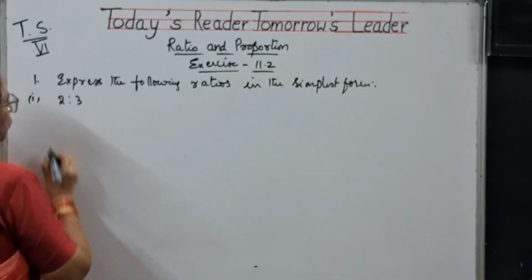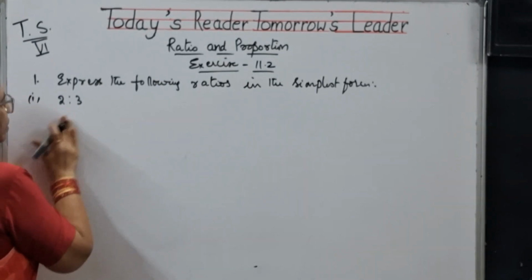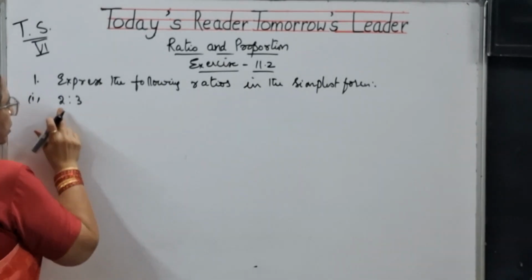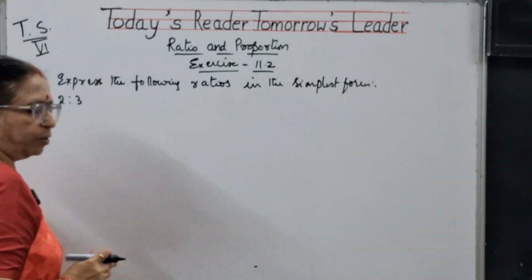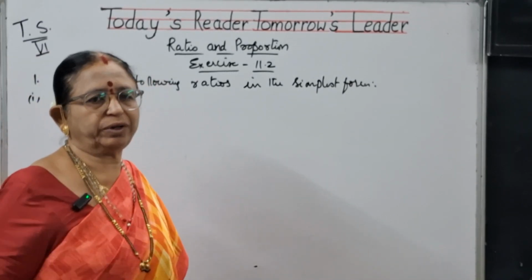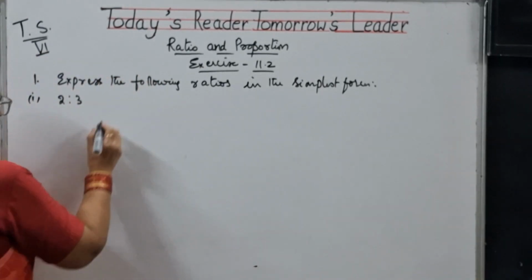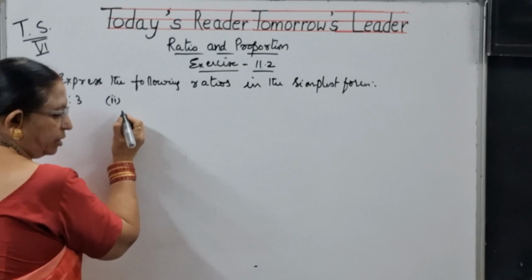So the first one is 2:3. See, these two themselves are in the simplest form, children. There is nothing to do here because 2 and 3 are co-primes. Co-primes means what? They don't have any other common factor so that we can simplify. So 2:3 is as it is.